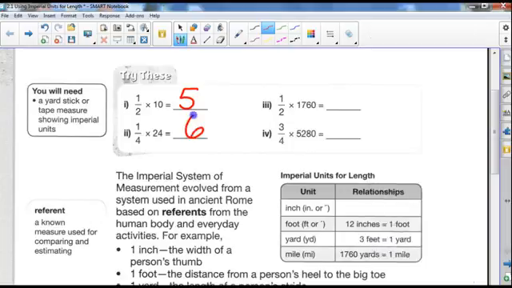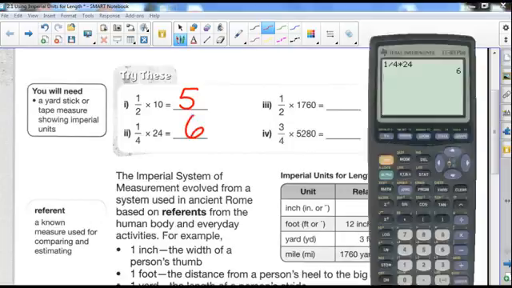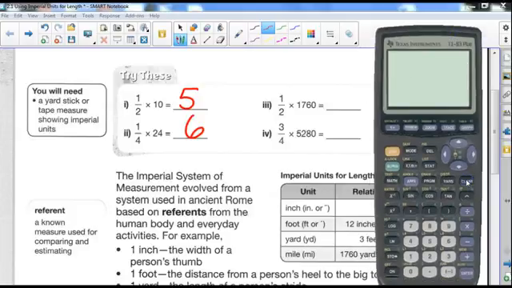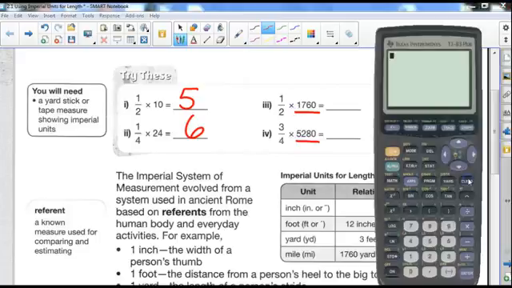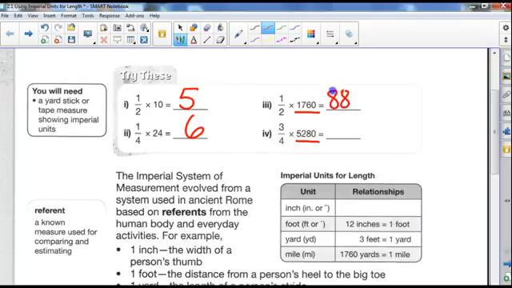Okay, 1/2 times 1760. Well, we can do that number. 1760 and 5,280, you're going to see a little bit later on in here that those numbers are significant in the imperial system. Okay, they have meaning. I won't tell that to you yet, but we'll take 1/2 times 1760, 1 divided by 2, which is 1/2, multiply that by 1760, and we get an answer of 880.